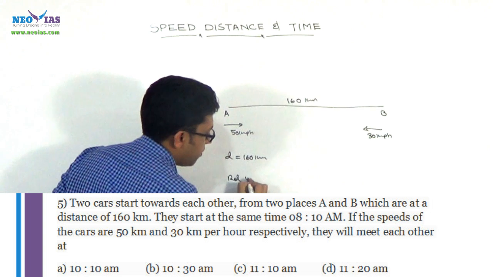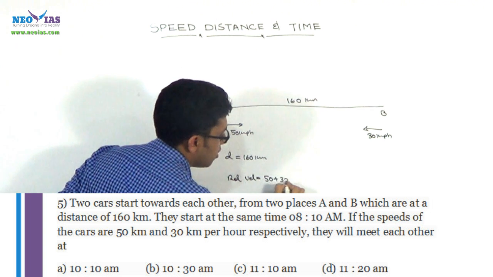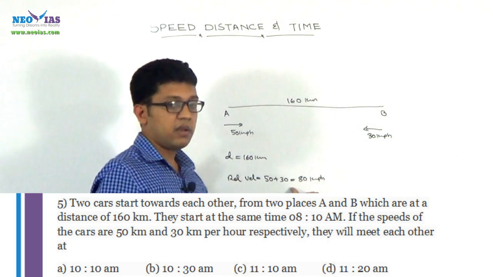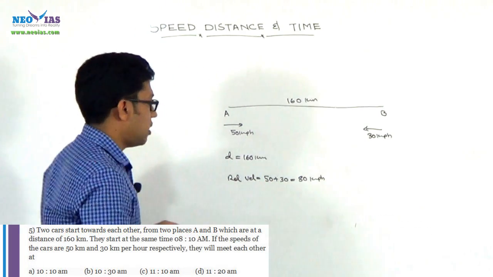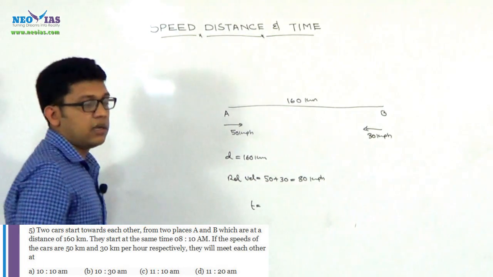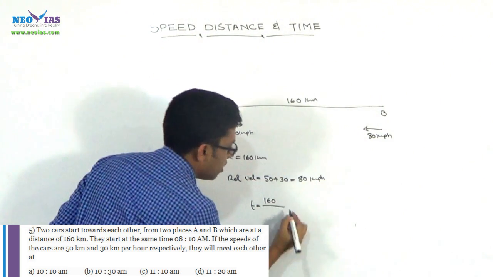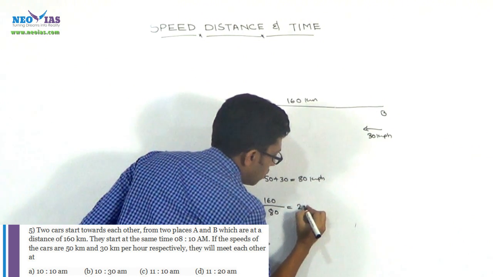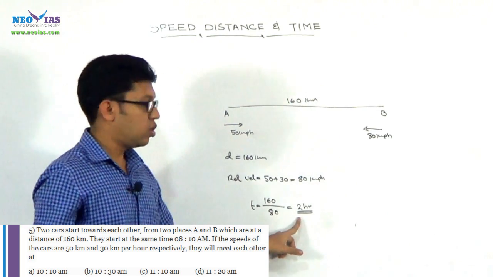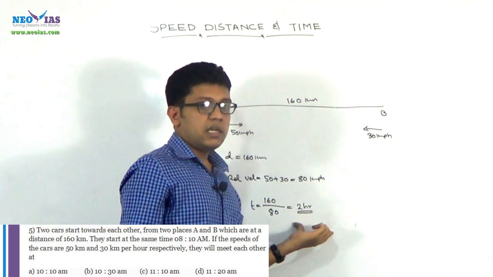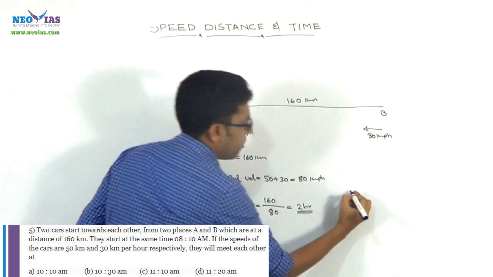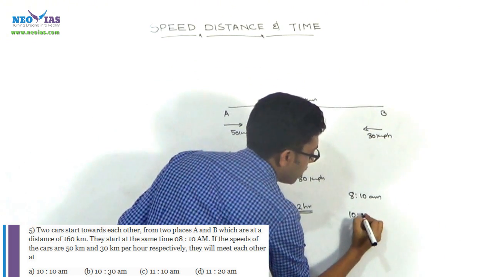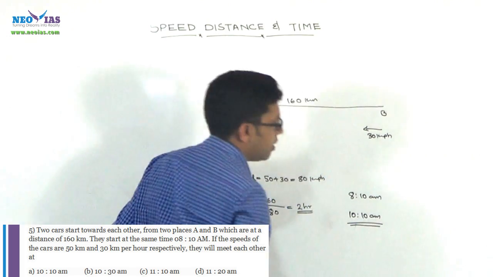That is, relative velocity is equal to 50 plus 30 is equal to 80 km per hour. Together with this speed of 80 km per hour, they need to cover a distance of 160 km. That is, we need to find the time. Time is distance 160 km divided by a speed of 80 km per hour, that is 2 hours. They require 2 hours to cross each other. They started their journey at 8:10 am. After 2 hours, the time will be 10:10 am, and that 10:10 am will be your answer.